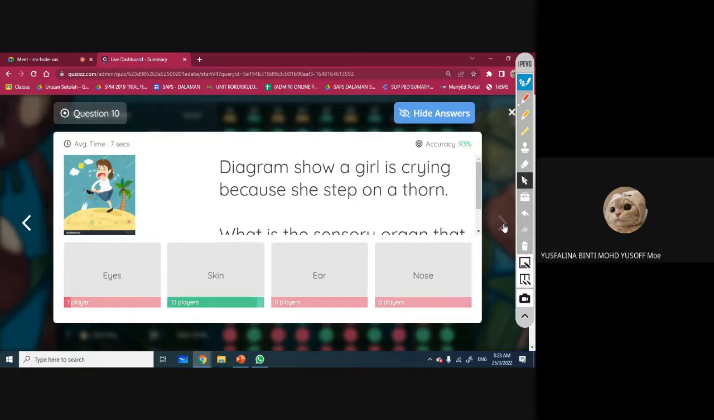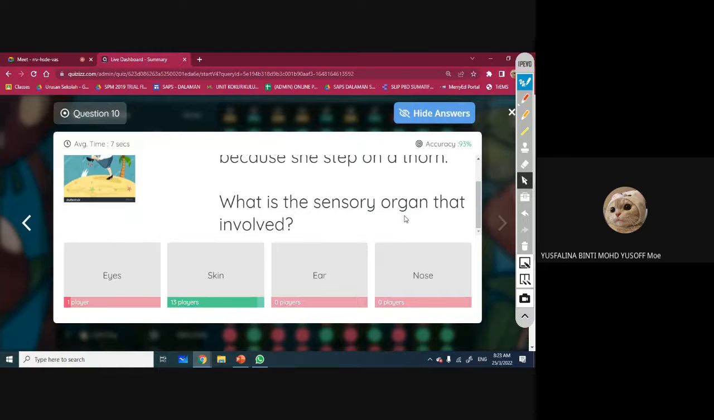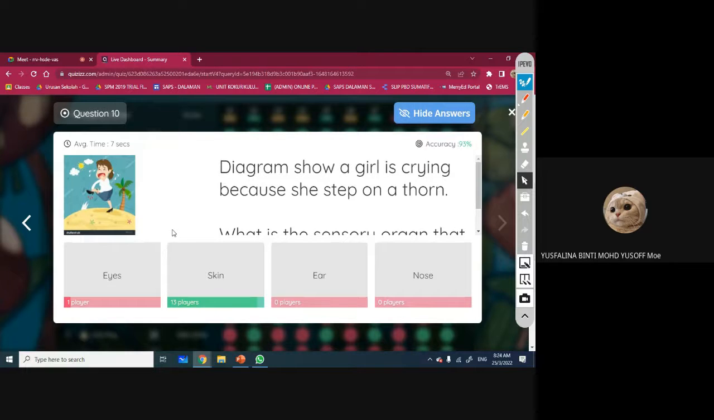The last one: the diagram shows a girl crying because she stepped on a thorn. What is the sensory organ involved? Of course, skin, right? Not eyes. If eyes, you can only see. Or if you already saw it, of course you wouldn't step on it, right? So the sense of pain is actually the skin.